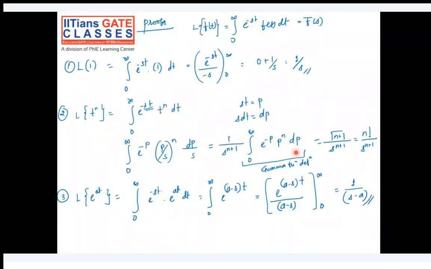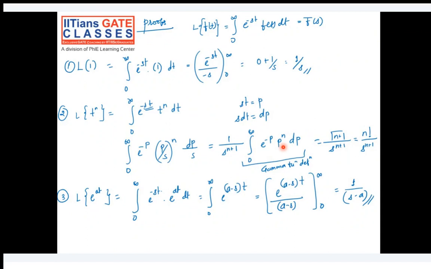So it is gamma n plus 1 divided by s raised to the power n plus 1. And what is gamma n plus 1? That is n factorial. So that's why n factorial divided by s raised to the power n plus 1 is the answer. So here we are using the gamma function definition in order to simplify the integral.